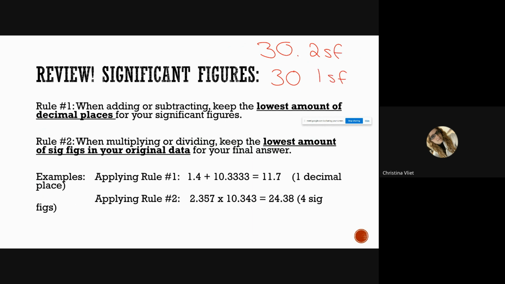Wait, but the zero does count after 0 point something, right? So 0.10 would be two. Yeah, so if you've got 0.010 like this, that's still two, because it's the same rule being applied. There's a decimal there, the zero on the right is significant. Why would that be significant?